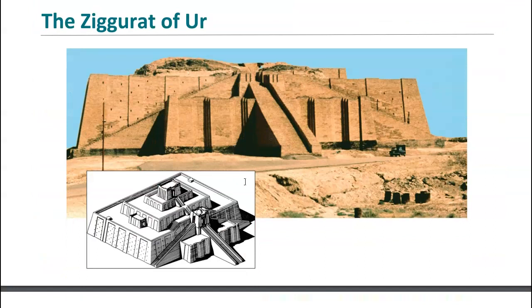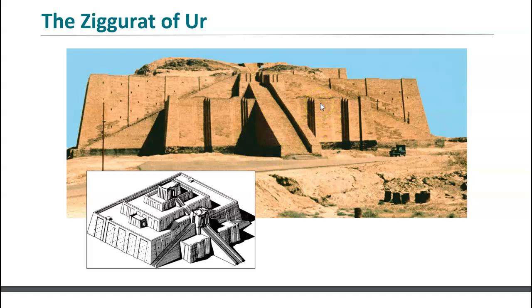One of the things that really indicates just how advanced they were is that they were building monuments like the ziggurats. We, of course, see this later in Egypt when we talk about the pyramids there, and temples as well. But the ziggurats are stepped pyramids, and they're temples.